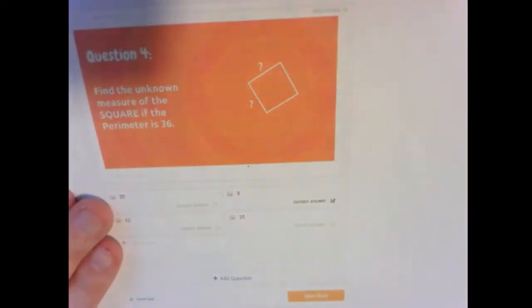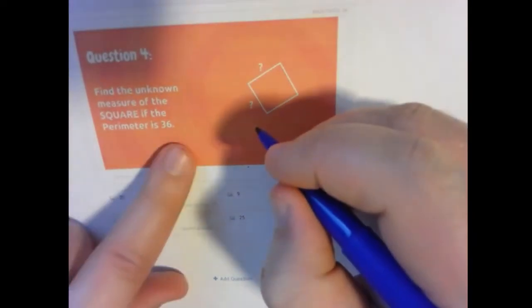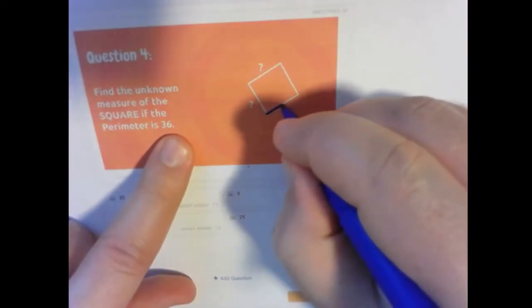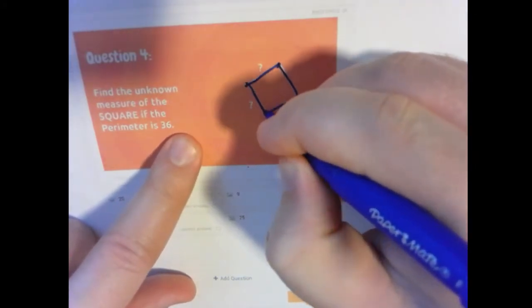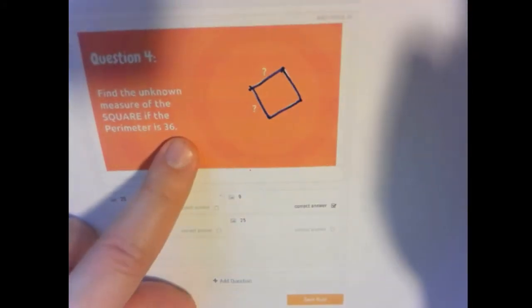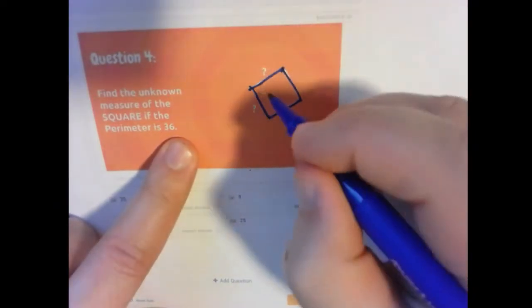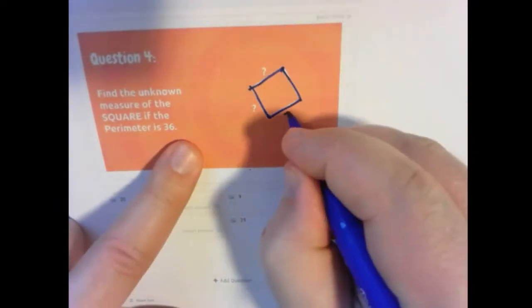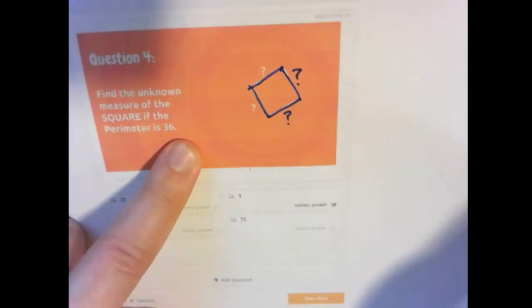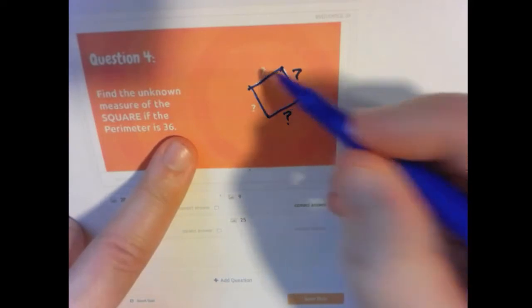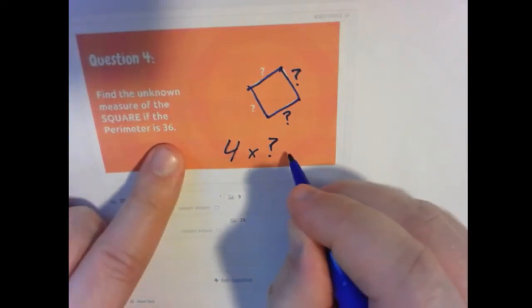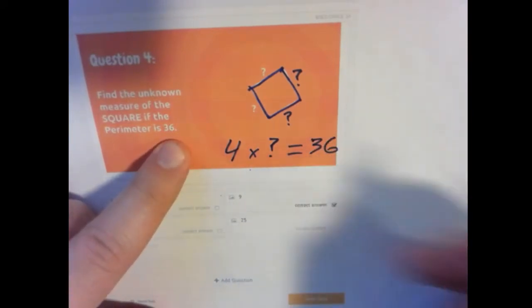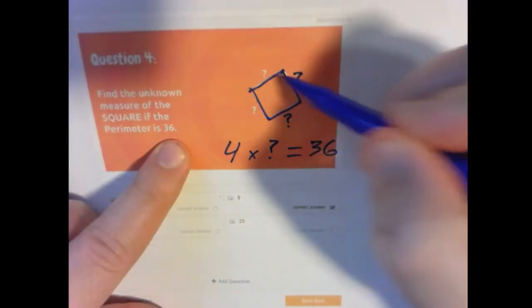How about this one? Find the unknown measure of this square. The perimeter is 36. So now remember, perimeter is as if we were to see how many feet it would be if we walk around it, like how many feet it would take to walk around this square yard. Now a square tells us that each side is the same. Okay, so they're all unknown, but they're all the same unknown. Okay, so if we have 4 times question mark equals 36, what would one of these sides be?